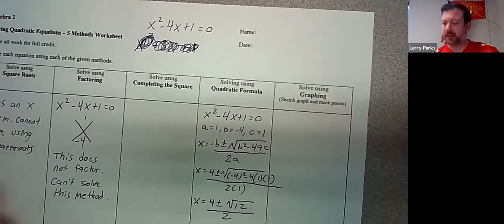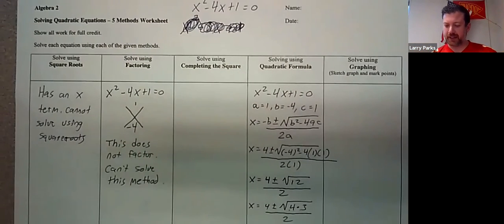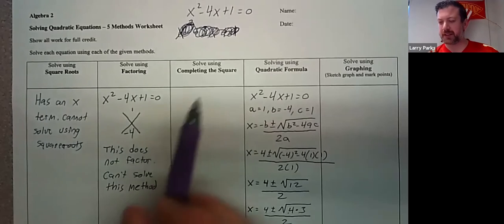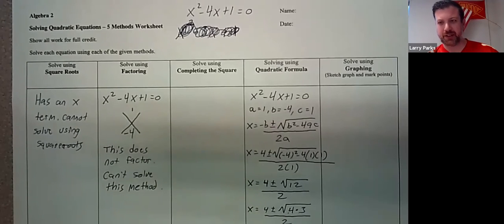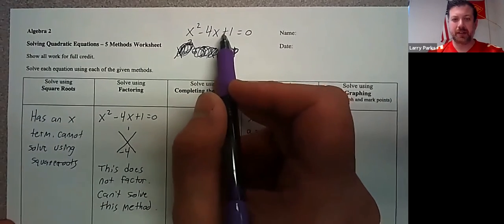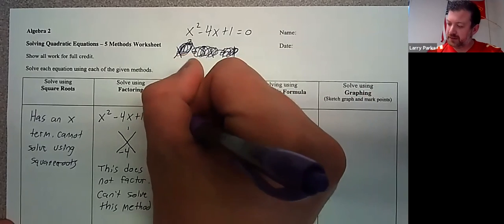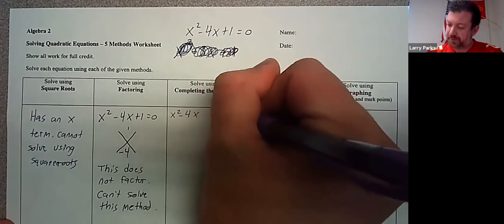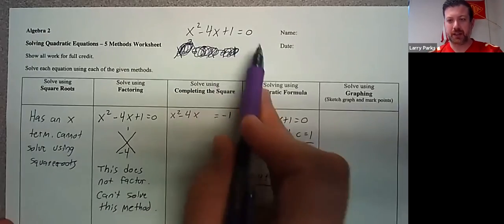I probably have time to just show this by completing the square real fast. And again, completing the square is kind of tricky. You know, if you really don't like it, I'm okay with you skipping this column, but I encourage you to at least try and see if you can do it. So here's how you would complete the square. You would bring the 1 over, make it -1. So you bring the constant over.